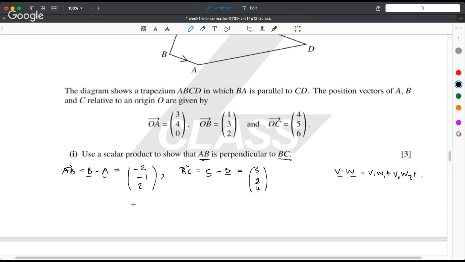So it's going to be -2 times 3, which is -6, -1 times 2, which is -2, 2 times 4, which is +8. And this is equal to 0. So AB dot BC is equal to 0, and that means that AB is perpendicular to BC.